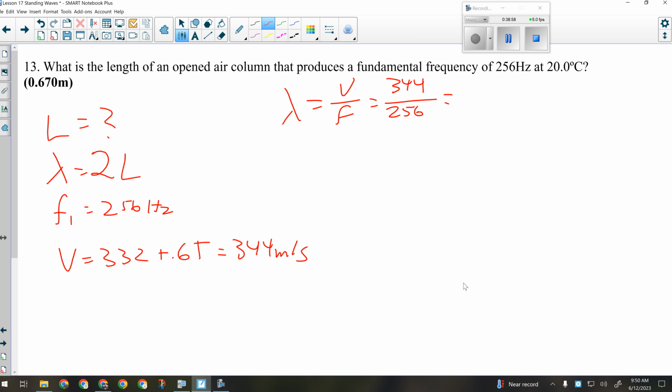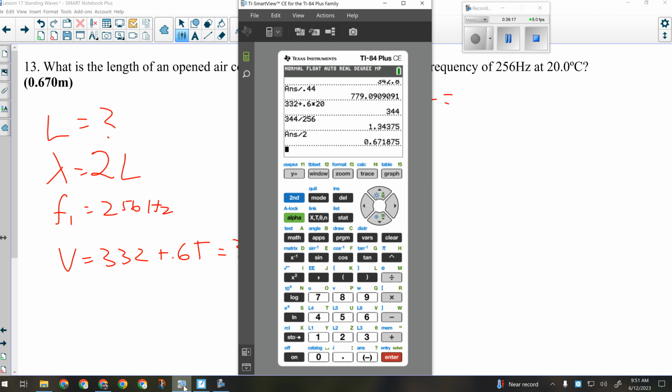Oh, I got 0.670 there. I think that was with the old value. I have to correct that, sorry. This used to be 331. All right, so if you got 0.671, you're okay. Or 0.672, sorry, yeah, 0.672. If you got 0.672, you're good. You did it right.